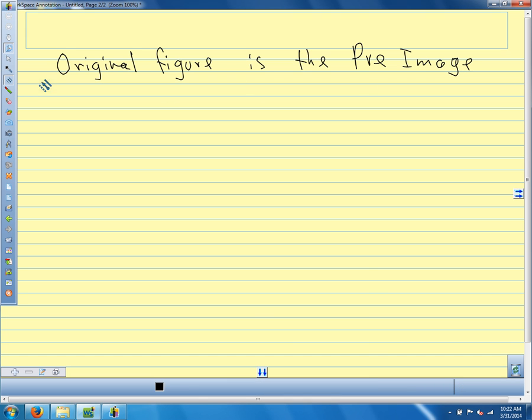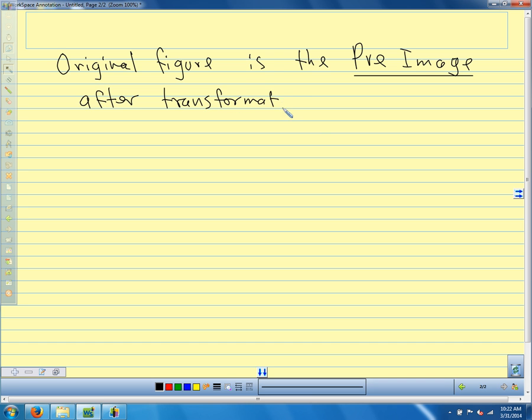And after the transformation, it is called the image. So in chapter 9 we'll talk about the pre-image and the image a lot. The pre-image is the original, and the image is what happens after some transformation.